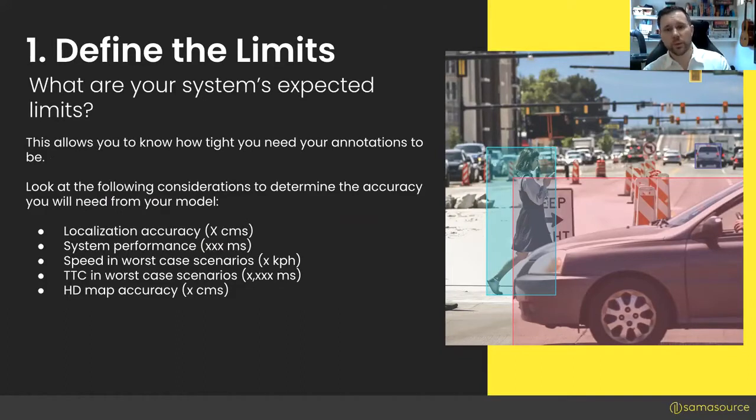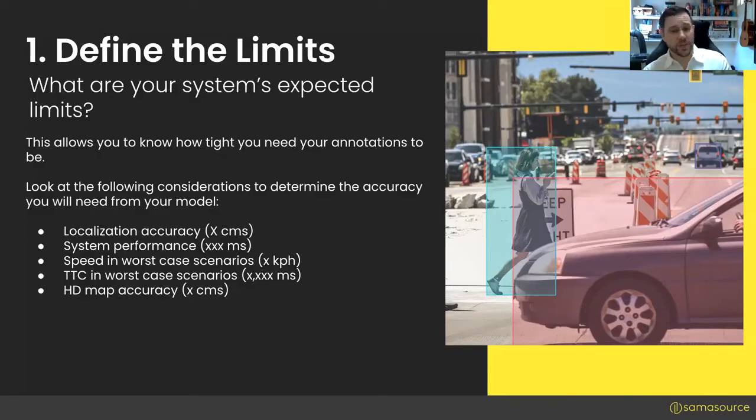So things that you'd want to consider here is, what's my localization accuracy? Like, how well do I position myself in the real world? What's my system performance? So from detection through to processing, through to actuation of the vehicle, what's the time that it actually takes me to respond to anything? A big consideration here may also be whether you've got early or late sensor fusion, but I'll talk about that a little bit more later.